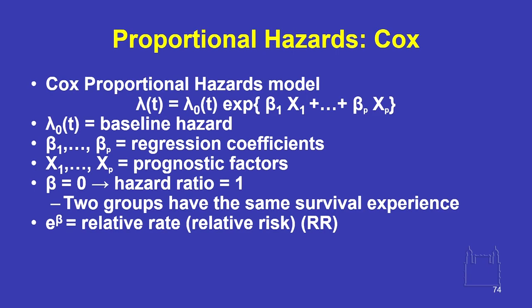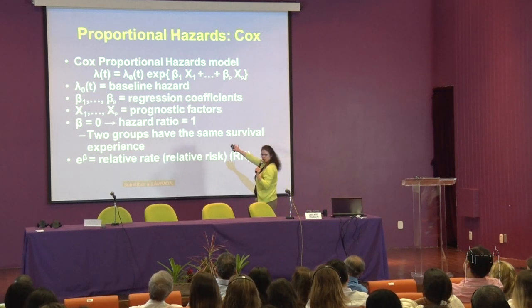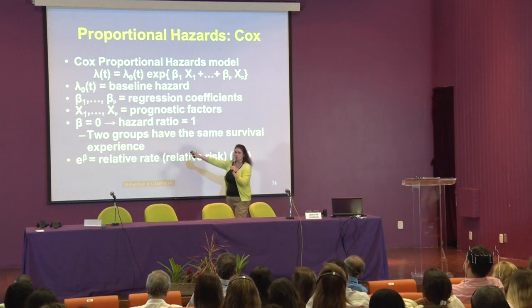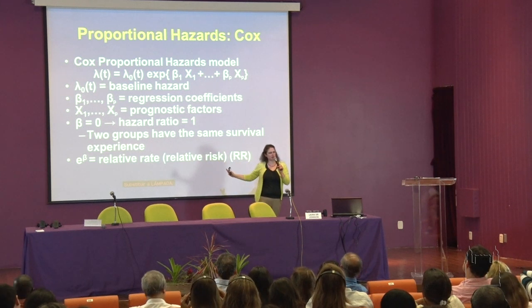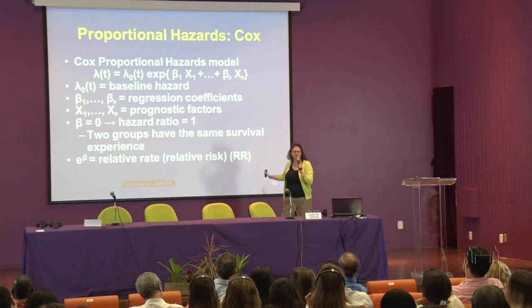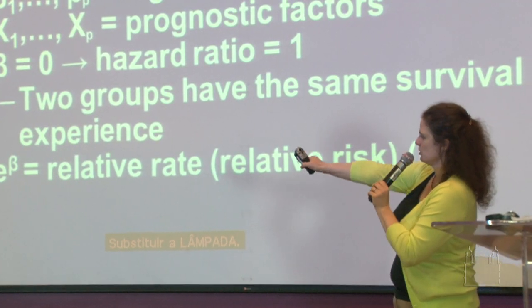It's the same idea of hypothesis testing. The idea is that if my beta equals zero, that a coefficient is zero, my hazard ratio is one. That means the two groups have the same survival experience. But what I'm actually going to look at is the relative rate. The relative risk over time is a way to think about it. That's the exponential of that beta.